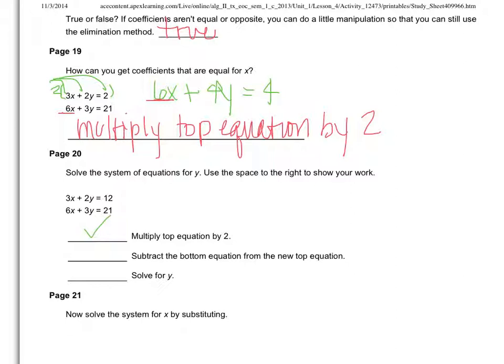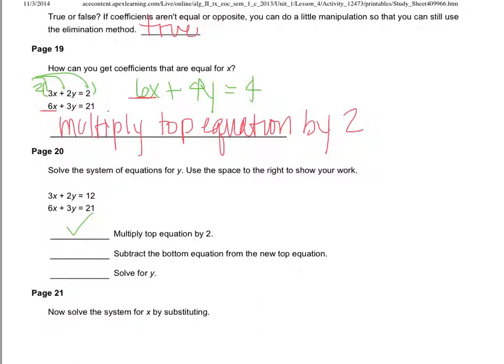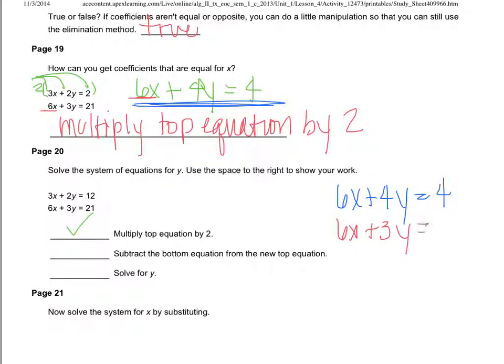So now it says to subtract the bottom equation from the new one. So I'm going to rewrite, and I'm going to do it over here to the side. We have 6x plus 4y equals 4. That's the first equation after we multiplied it by 2. And our second equation was 6x plus 3y equals 21. So now I need to combine these together.